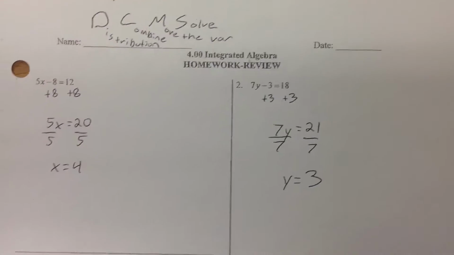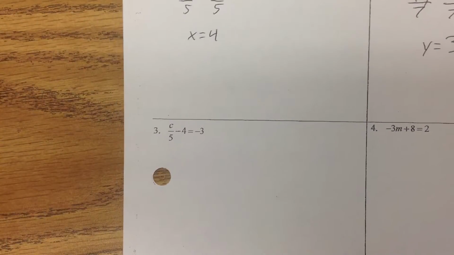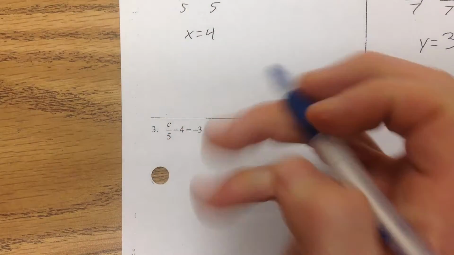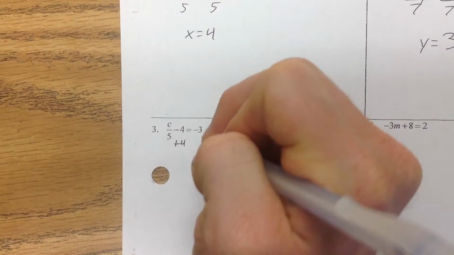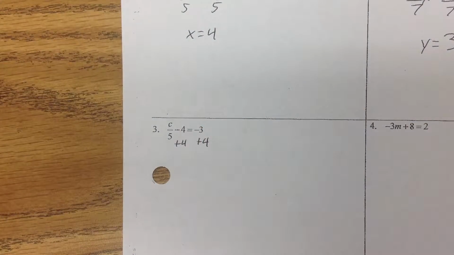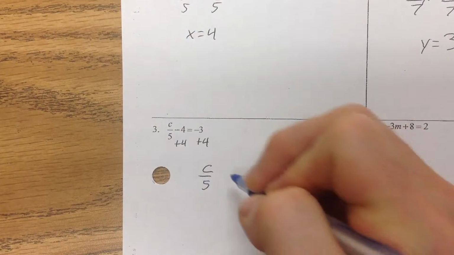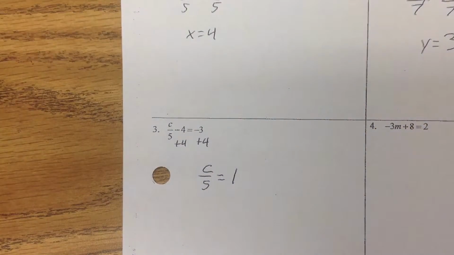All right, let's take a look at number 3. Now, number 3 might look a little more intimidating, but it's really not that different from the two that we just did. All right, we're going to start using the same process. The opposite of subtracting 4 is adding 4. So we're going to add 4 to both sides. We're left with c divided by 5 equals a positive 1.